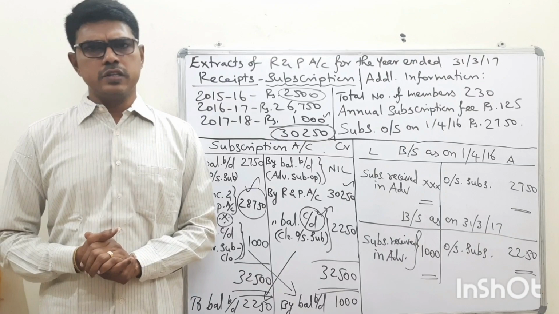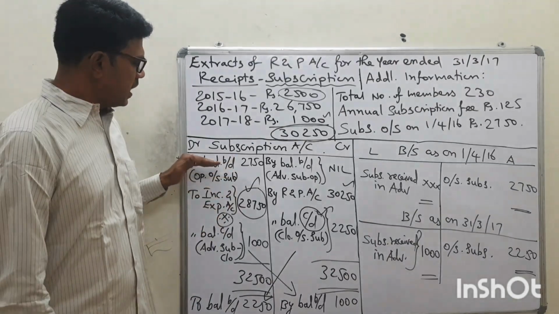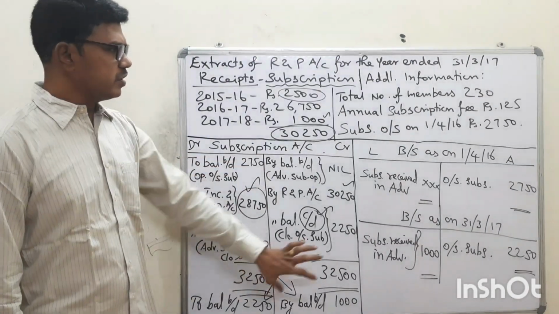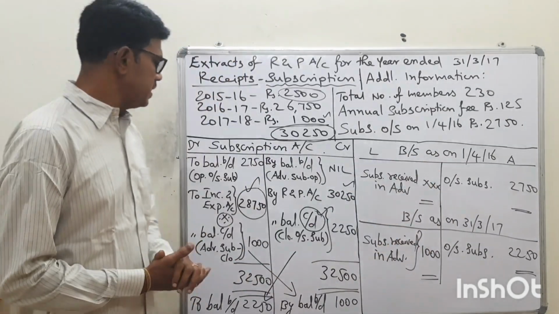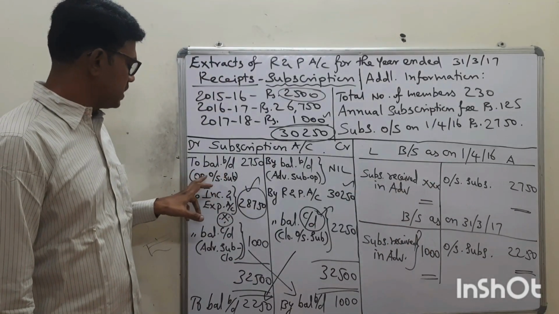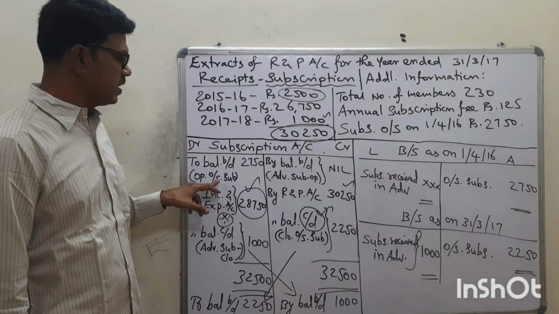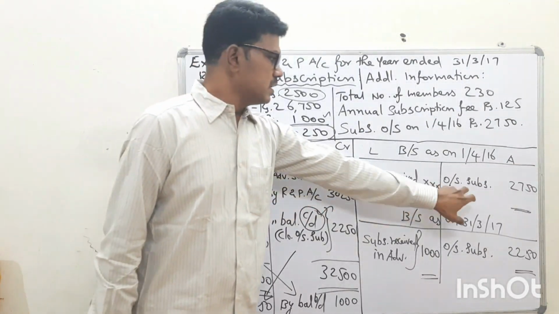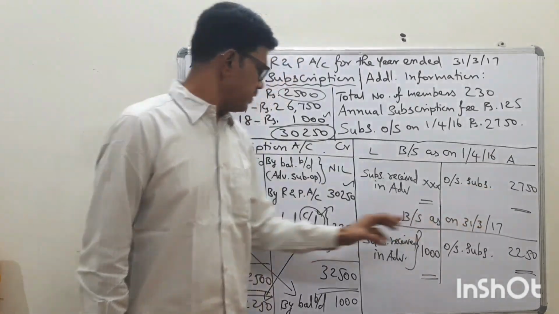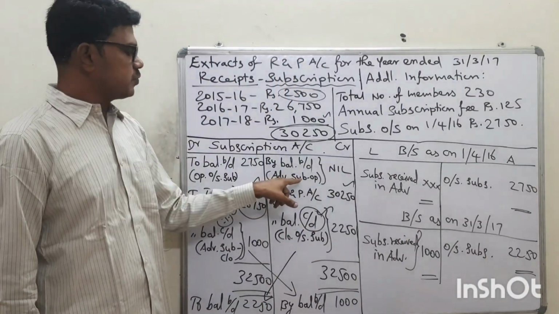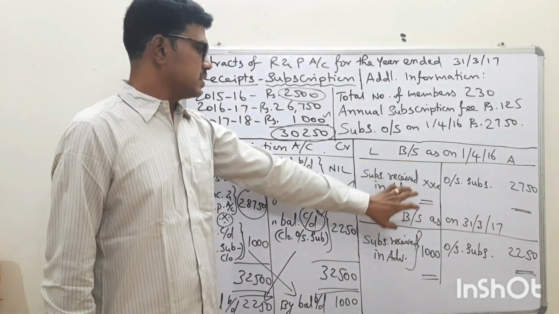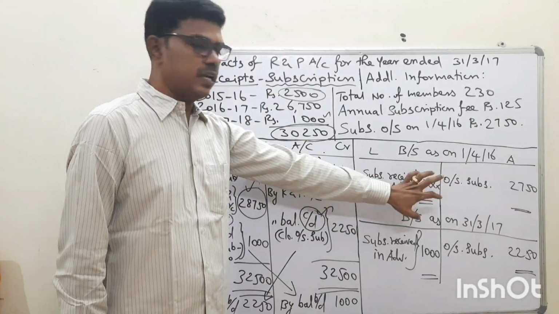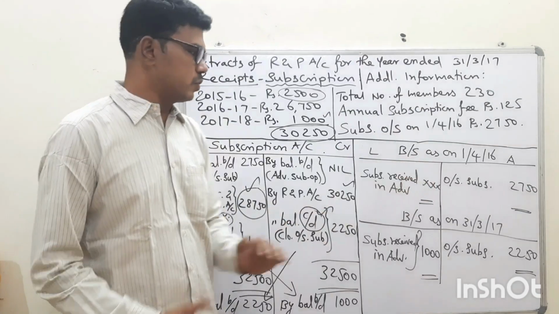Let me tell you one more thing: how to present the opening and the closing values in the opening balance sheet and the closing balance sheet. This is the opening asset, outstanding subscription at the beginning of the year. At the beginning of the year, this must be shown in the asset side. Like that, advance subscription at the beginning must be shown in the liability side. No value is here, but if there is any value, it must be shown there.